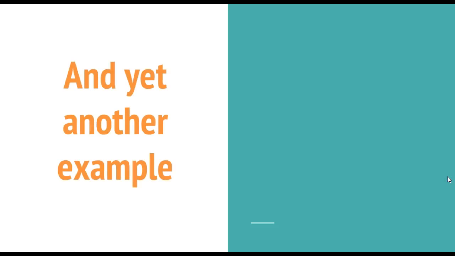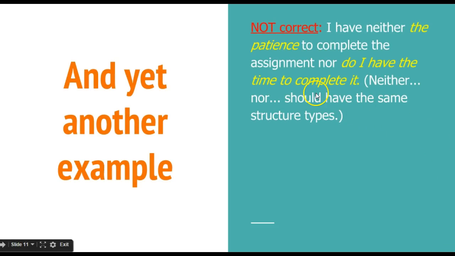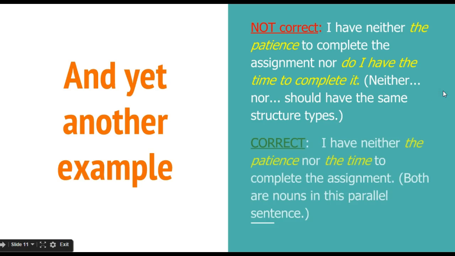Here's another example. It is not correct to say, I have neither the patience to complete the assignment, nor do I have the time to complete it. And many of us have probably felt like this lately. Not the same. We've got the patience and then a very long phrase here. So you've got a little bit of a list, and in that list, the form is not the same. So a correct way of stating that would be, I have neither the patience nor the time to complete the assignment. And both of those are nouns in this parallel structure.